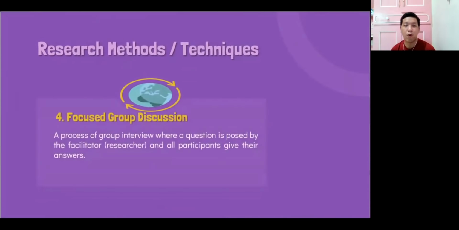So next, we have the focus group discussion or FGD. When we say focus group discussion, it refers to a process of group interview where a question is posed by the facilitator or the researcher, and all participants give their answer. So in FGD, the discussion progresses using probing questions and follow-up questions. The answers are properly documented, tallied, and analyzed, and afterwards, meta cards or index cards can also be used where answers are written and posted on the wall for reference and trending.